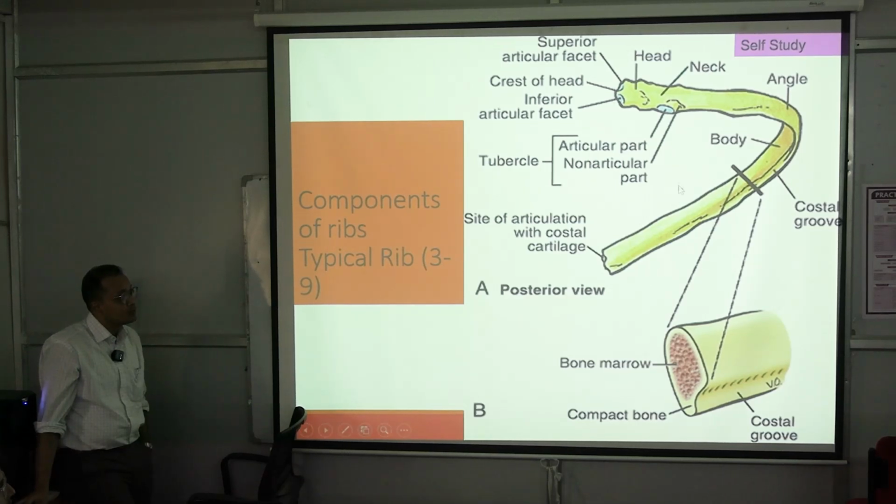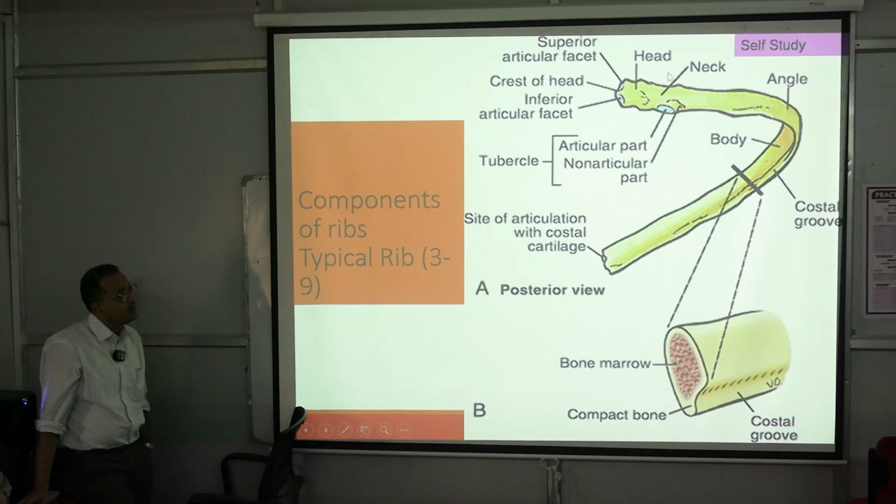Now if you look closely, this particular shaft has two borders. One is the superior border, one is the inferior border. The superior border is a little bit smoother, flatter. The inferior border is sharper and has a groove here at the bottom. We call this groove the costal groove or intercostal groove, which is anchoring some structures that we are going to learn.